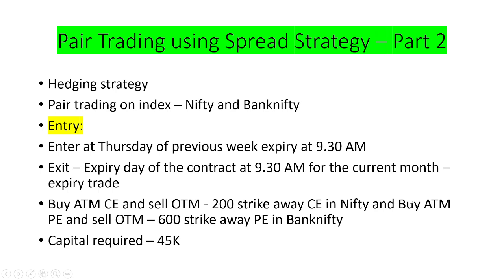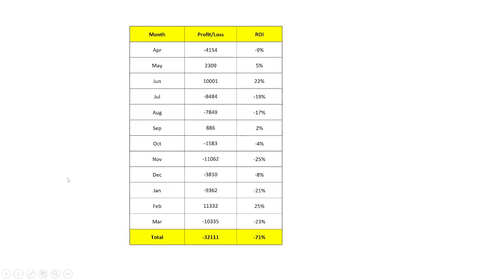And for Bank Nifty, we buy an ATM put and sell an OTM put 600 strikes away. So this is again a perfectly hedged strategy: one sell and one buy in Nifty, and one sell and one buy in Bank Nifty. In Nifty it is calls and in Bank Nifty it is puts. As it is perfectly hedged, the capital required is not much. It is only 45,000.